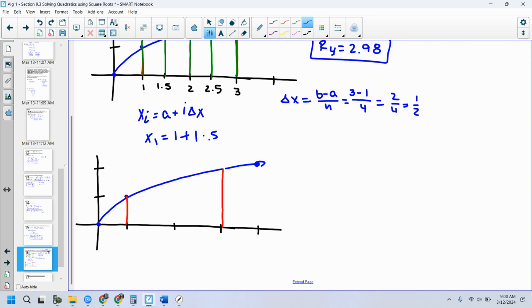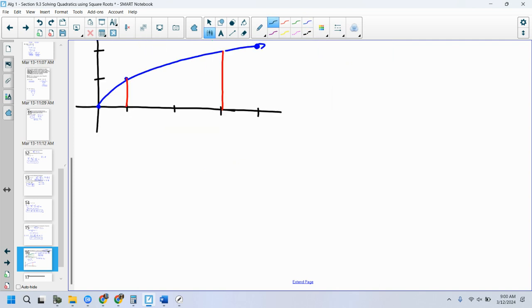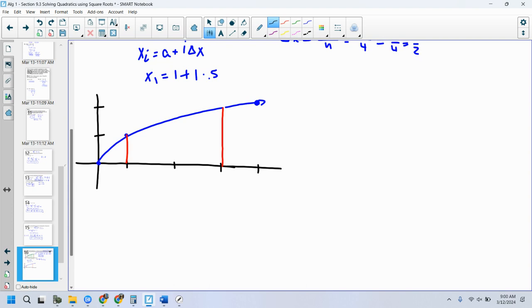Right? I still have these intermediate points here. This is 1, this is 3, this is 2, this is going to be 1.5, and this is going to be 2.5. But now I've got to go left sides. So this is going to be the left side here. It's going to be the left side here. It's going to be left side here. And the left side here.